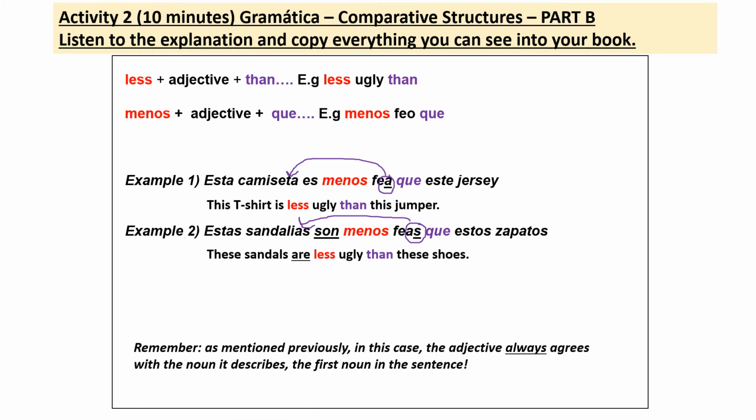And remember, as I keep saying, that in this case, and when we use más que, the adjective has to always agree with the noun it describes, the first noun in the sentence. Please pause this video now and copy part B into your book as well. Everything you can see in the box.